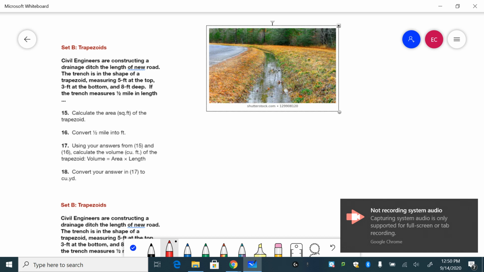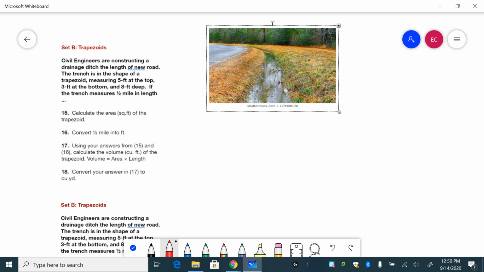Trapezoids. Civil engineers are constructing a drainage ditch. So that's what you got right here. So a drainage ditch by the side of the road. So this is this part right here. So the ditch is in the shape of a trapezoid. So you can kind of see it. If you go further down, it would not be as wide as it is from here to here.